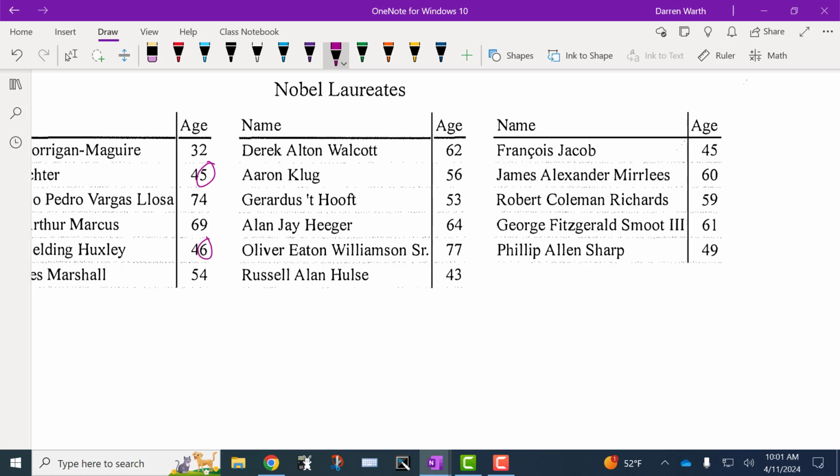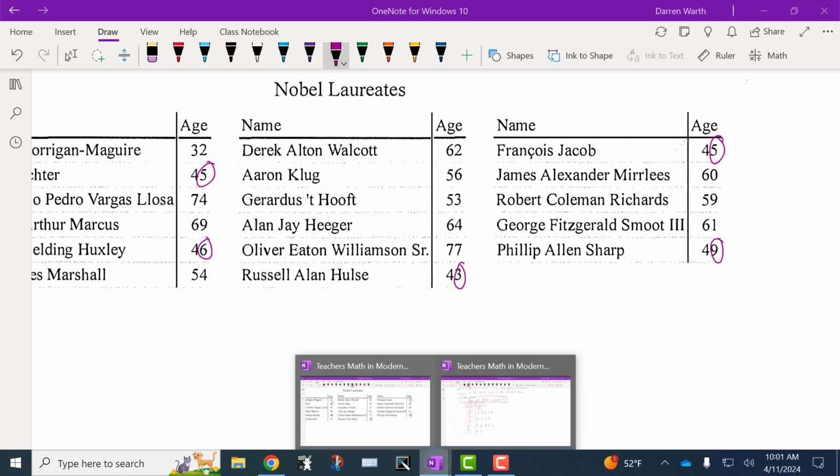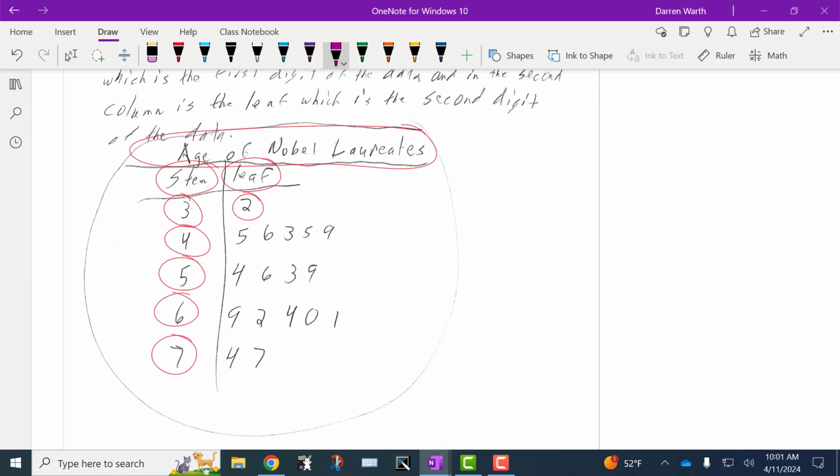Got another 4 right here. There's a 3 that goes with it. There's a 5 that goes with it. And then there's a 9 that goes with it. So now notice, I'm just going to go ahead and write those numbers, 5, 6, 3, 5, and 9, next to my 4. So if I look at my stem and leaf plot right here, I'm going to write a 5, a 6, a 3, a 5, and a 9. And those are the numbers that go with 4. So you can see that would be the ages 45, 46, 43, 45, 49.